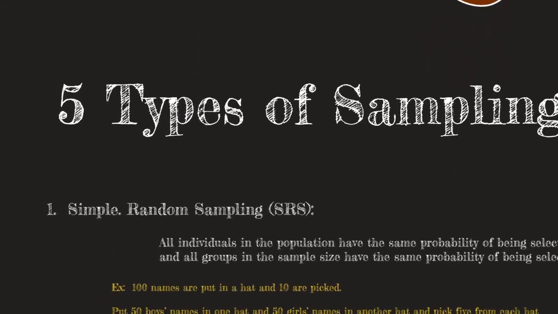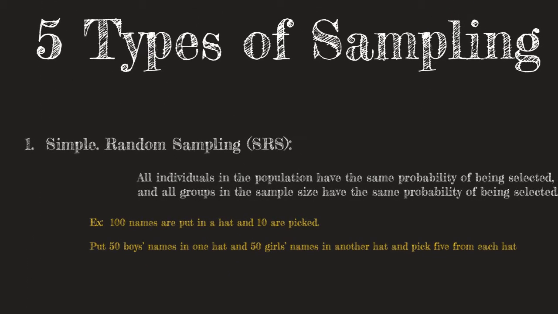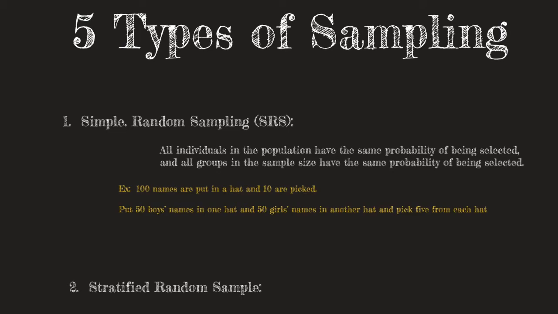The first type of sample is known as simple random sampling. In simple random sampling, or SRS, all individuals in the population have the same probability of being selected, and all groups in the sample size have the same probability of being selected. If we take a look at this example, 100 names are put in a hat and 10 are picked. So this particular name has a 1 in 10 chance of being selected.